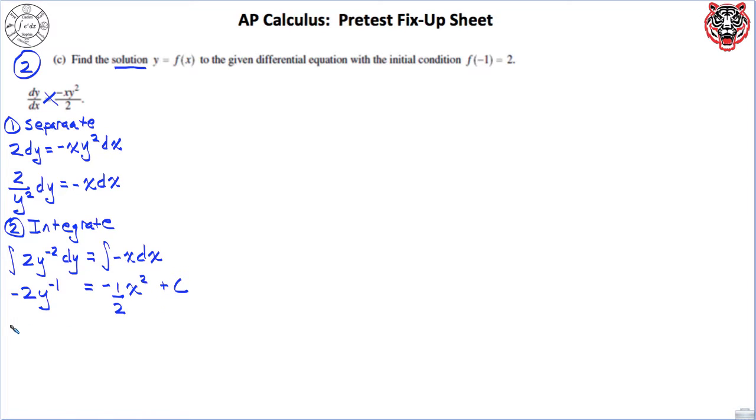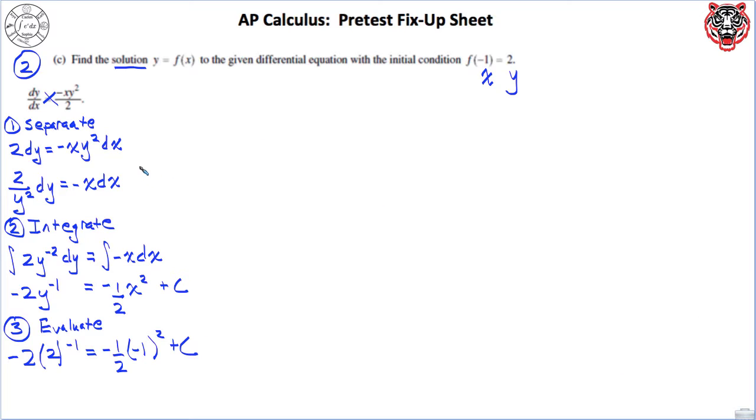All right, and then step 3 is going to be evaluate, which means plug in, and we know that our x is -1 and our y is 2, and from there I'm just plugging those in, and I'm not even going to change this form for right now. If you're just doing these first 3 steps, you don't need to deal with this. This is going to be negative 2 times 2 to the negative 1 is equal to negative 1/2 times negative 1 squared plus c. All right, so that is what I expect of you in the test.